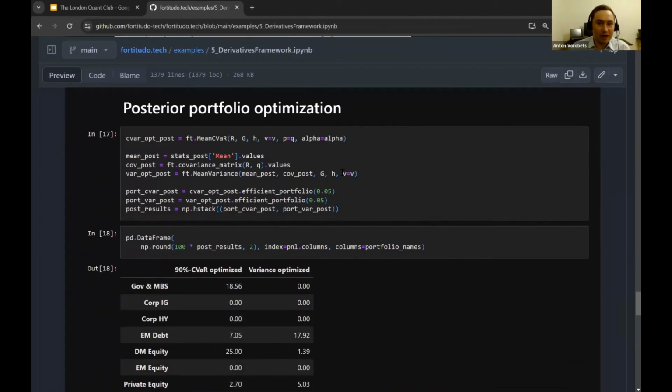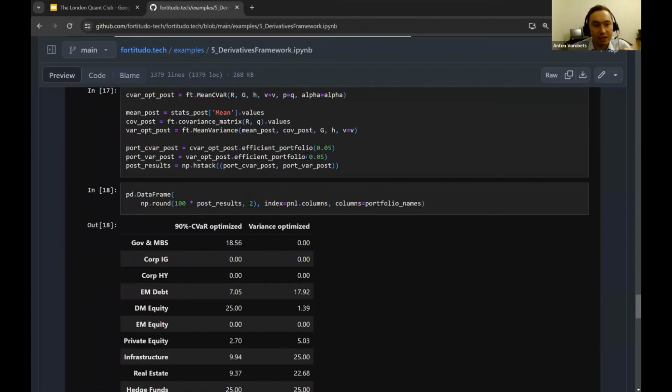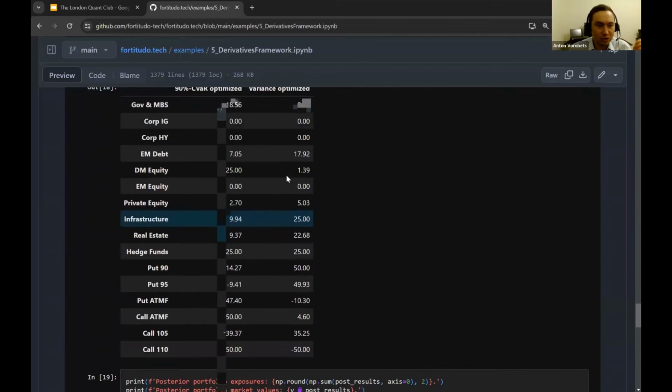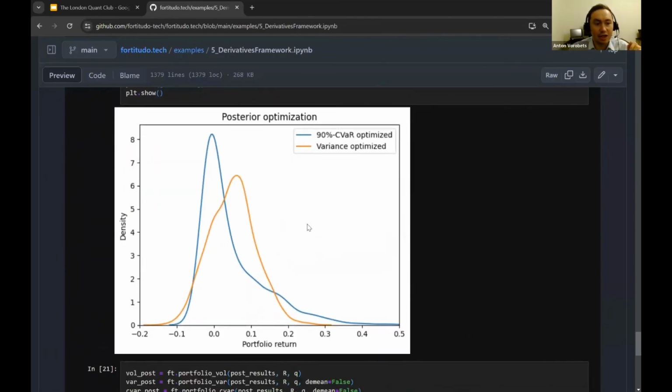When we want to optimize with non-uniform probability vectors, the only thing we need to do is to use this mean CVaR object, but then specify that the probability vector should be equal to the posterior probability vector Q. And the same thing when we want to do mean variance optimization: instead of computing the covariance matrix with uniform probabilities, we use the posterior probability vector. And then we can optimize these portfolios again with a 5% return target. So here first we can verify that the constraints are satisfied. And then again, we can look at the P&L distributions with 90% CVaR optimization and variance optimization, where we get the result that the probability of experiencing large losses is significantly lower for the CVaR optimized portfolio, while you still have significant upside in this case.